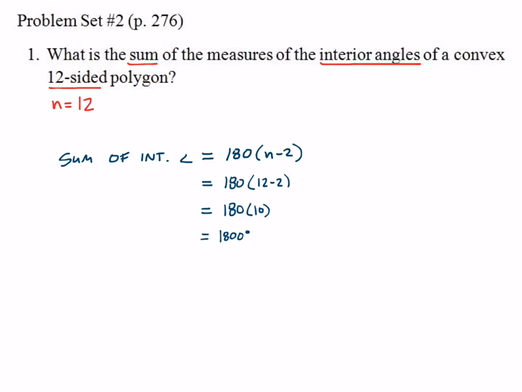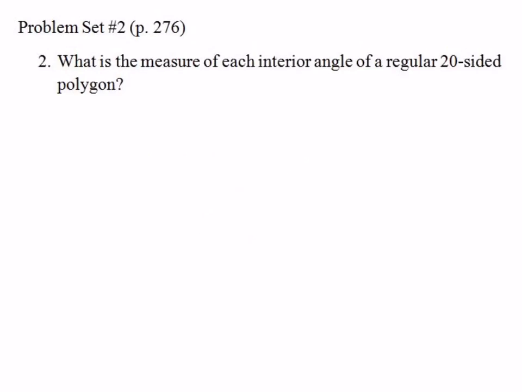Alright, let's go ahead and take a look at the next problem. So example number 2, it says, what is the measure of each interior angle of a regular 20-sided polygon? So again, they've told us what our n value is. The number of sides equals 20. In this case, though, they're asking for each interior angle. And I can do that because the polygon is regular, meaning that all of the angles are the same, right? It's going to be equiangular as well as equilateral.